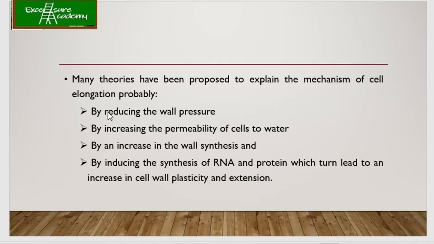There are many theories which have been proposed to explain the mechanism of cell elongation: by reducing the cell wall pressure, by increasing the permeability of water into the cells, by increasing the cell wall synthesis rate, and by inducing the synthesis of RNA and proteins, which in turn lead to an increase in cell wall plasticity and extension. So these are the few ways by which they think the cell wall is being elongated.